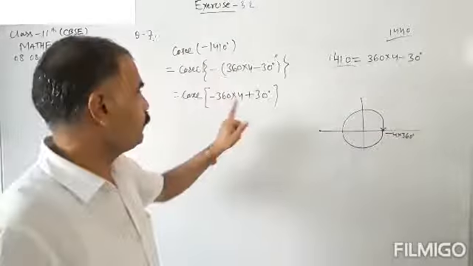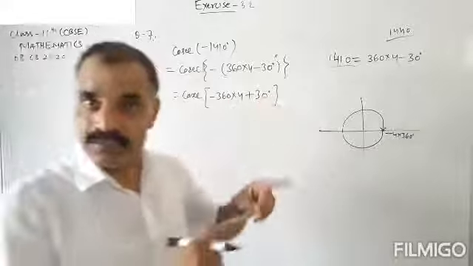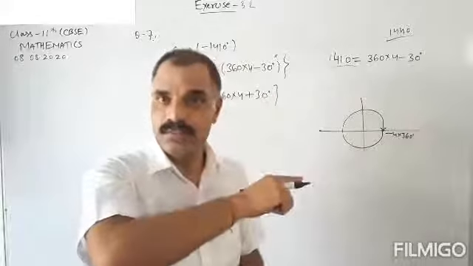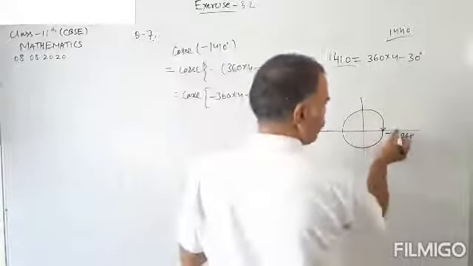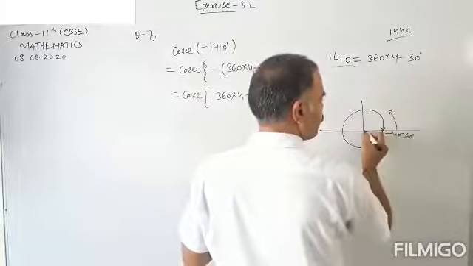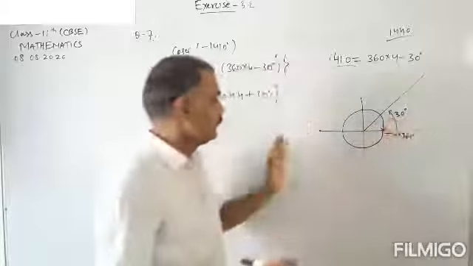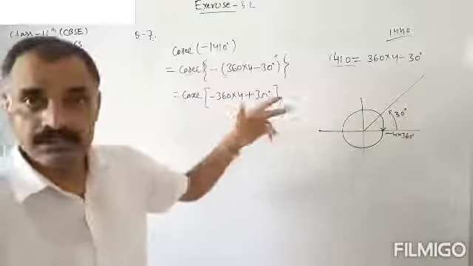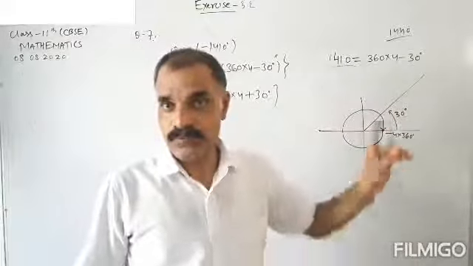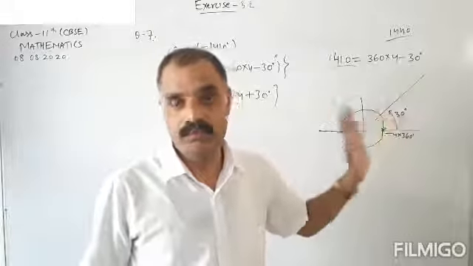Now plus 30 degree. Plus 30 means anti-clockwise direction. So in anti-clockwise direction, this is 30 degree. That is, this angle will lie in the first quadrant.